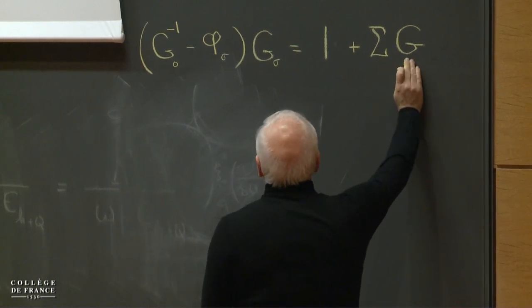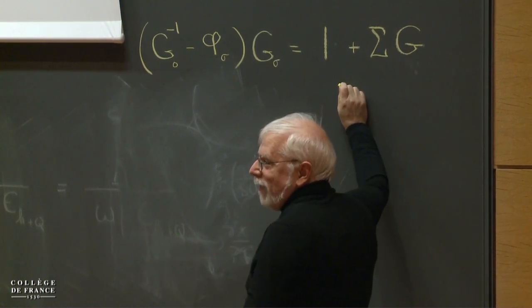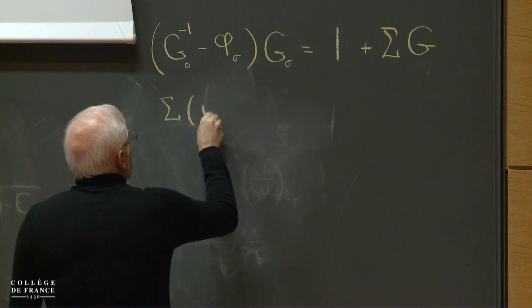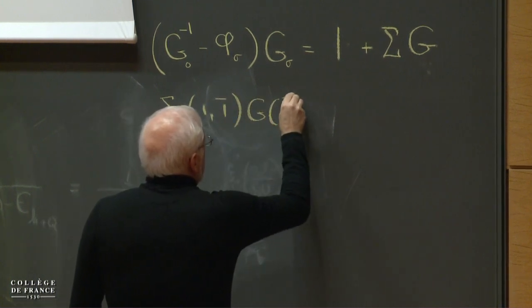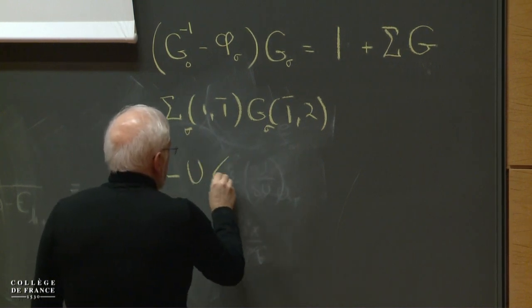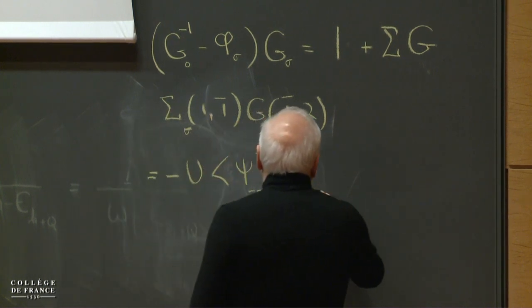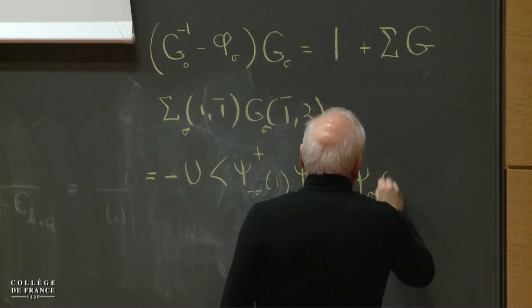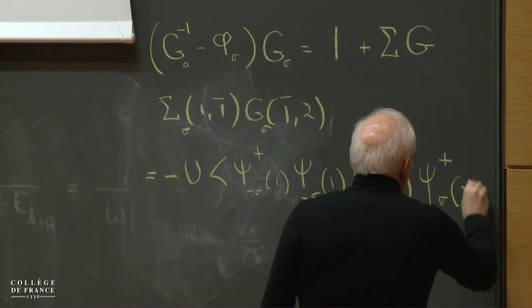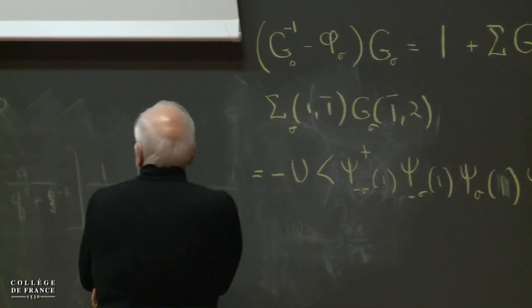But what is this sigma times G? It comes from the commutator of psi with the interaction. So it means that sigma 1 bar G of 1 bar 2 of sigma is equal to minus U psi dagger minus sigma 1, psi minus sigma 1, psi sigma 2, 1, psi dagger sigma 2. So the definition of the self-energy is this.